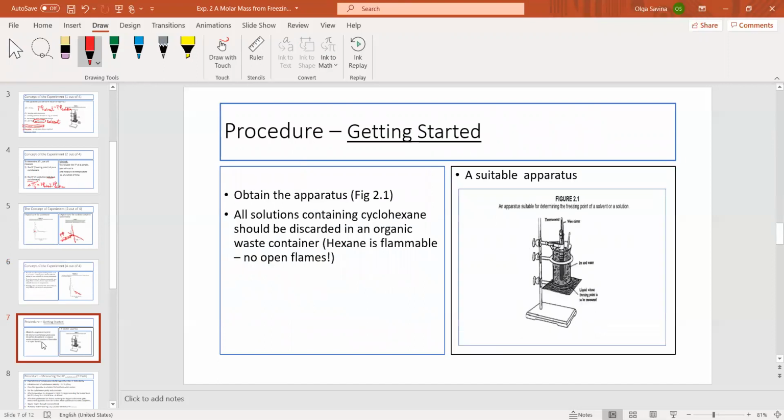Okay, let's go over the procedure. First, we have to obtain this apparatus. And also we have to know that all solutions containing cyclohexane should be discarded in an organic waste container. Also, we have to remember that cyclohexane is flammable. No open flames in the laboratory. And this experiment will be conducted in a fume hood.